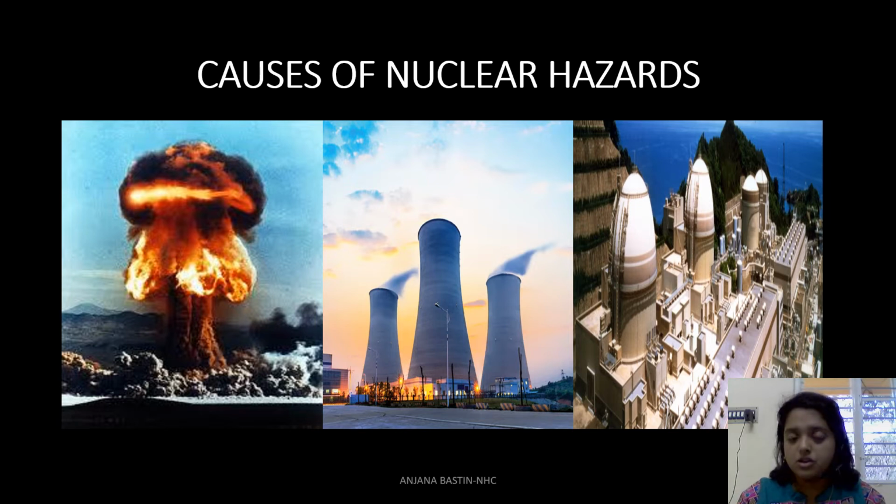And also on the earth's surface, you have certain radioactive elements or materials hidden within the crust. When those materials react, it leads to a nuclear hazard. So emission of cosmic rays and the release of radioactive materials from the earth's crust are the 2 natural forms.